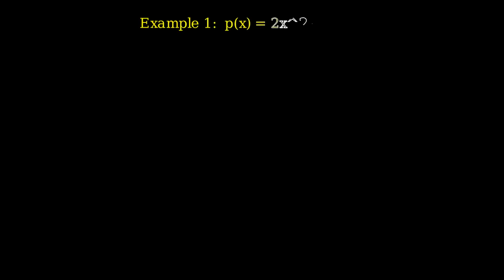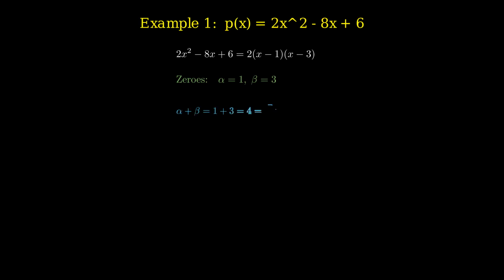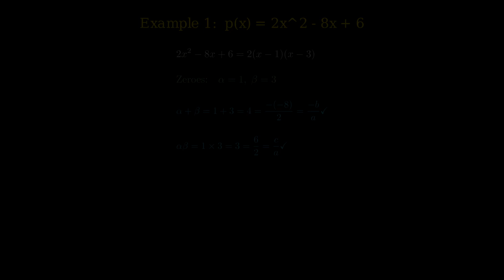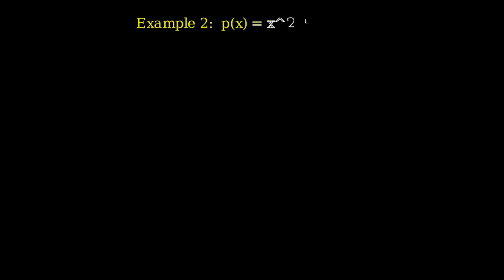The first relationship is for the sum of the zeros. Alpha plus beta equals -b divided by a. In other words, the sum of the zeros is equal to the negative of the coefficient of x divided by the leading coefficient. The second relationship is for the product of the zeros. Alpha times beta equals c divided by a. That is, the product of the zeros equals the constant term divided by the leading coefficient.